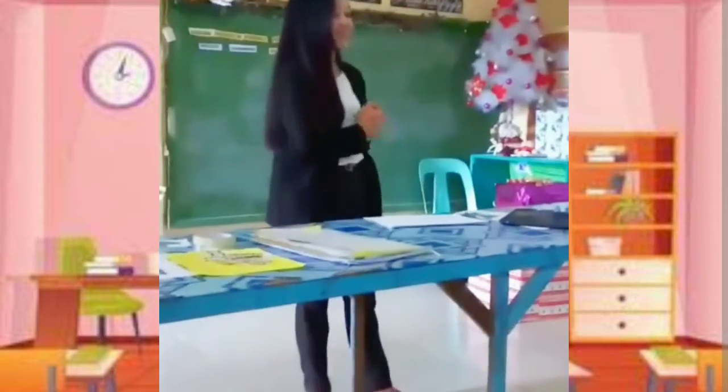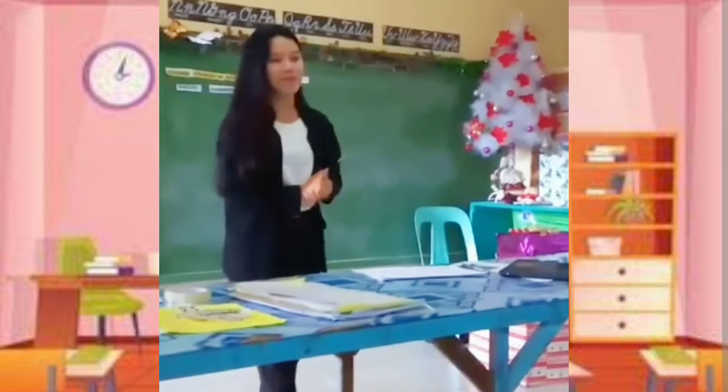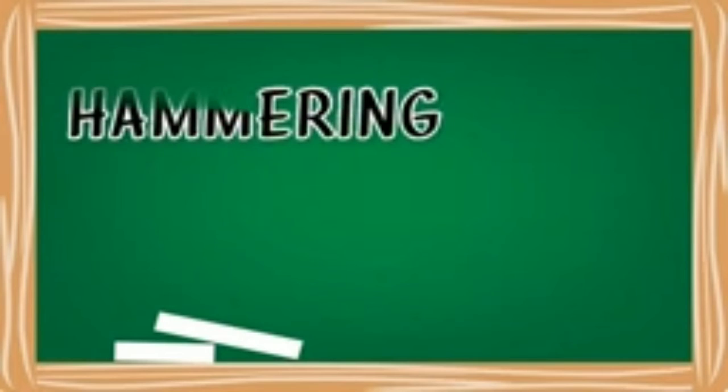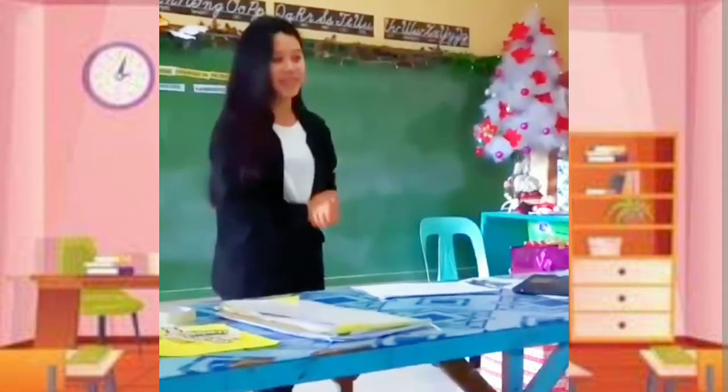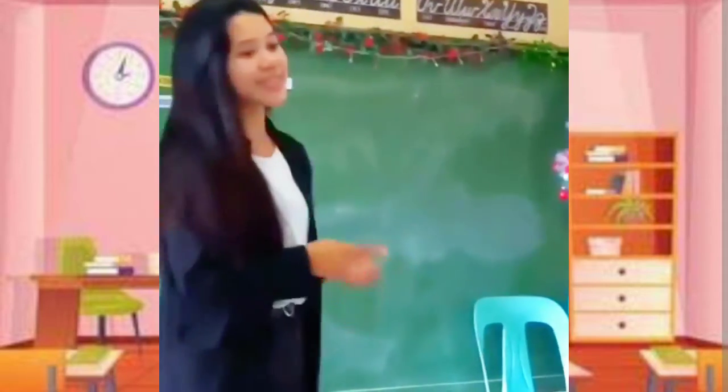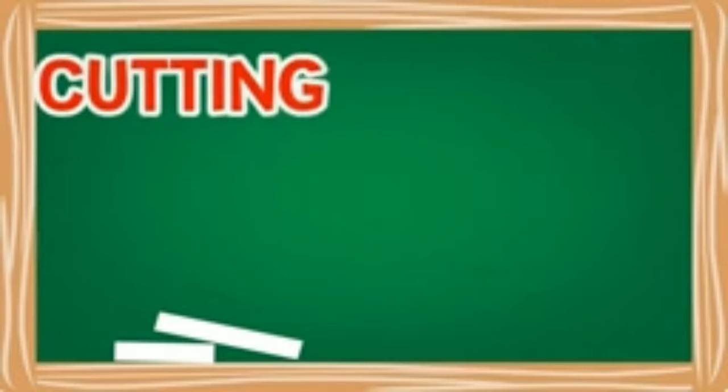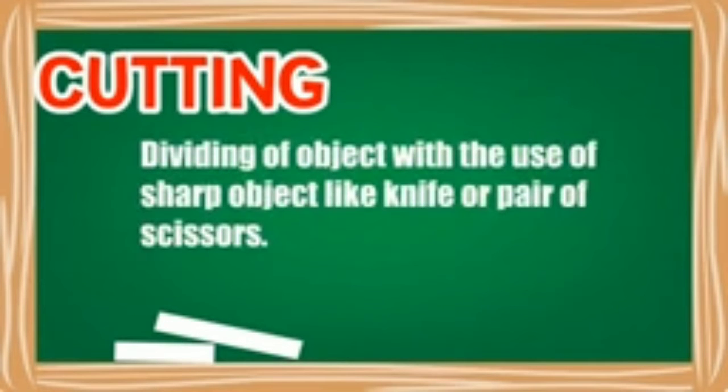Okay, very good. Hammering is the use of a hammer to change the shape of the materials. Hammering means to hit, strike, or pound the object. The last one is cutting. Cutting means dividing an object with the use of a sharp object like a knife or a pair of scissors.